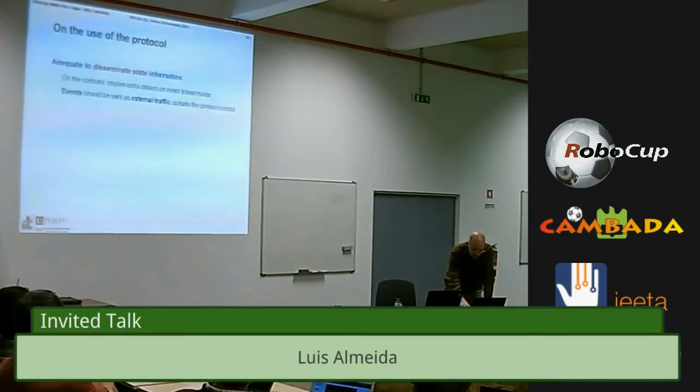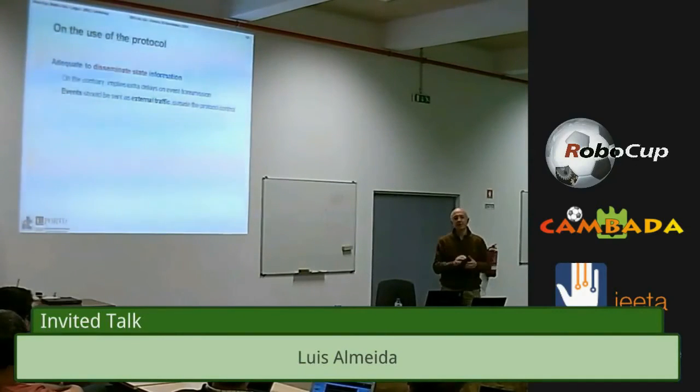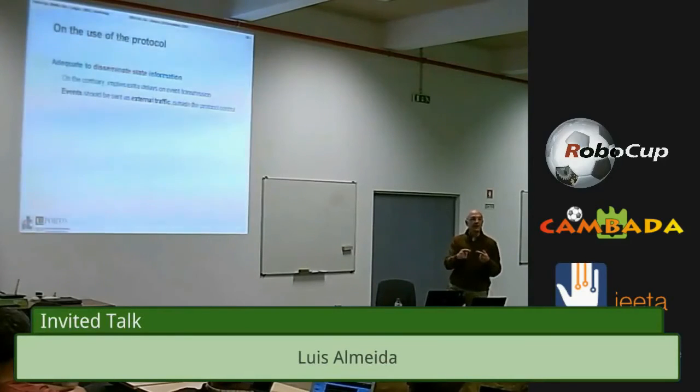All right, so on the use of the protocol, just to finish, it's adequate to disseminate state information, right? Because we have the current state of the world, and we update the state of the world, and so we share it, right? That's cool. Now, if we want to send a stop command or a start command, so an event information, it's not really the thing. Why? Because it would imply extra delays, right? If we convert the event into state, then it would take at least 1 round of delay in order to have the information propagated. And having 100 milliseconds delay with a stop command, you can see the difference, right?